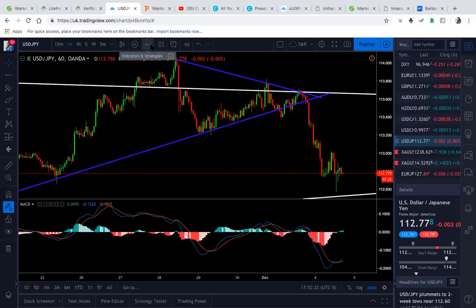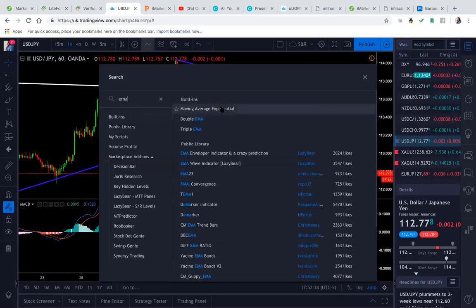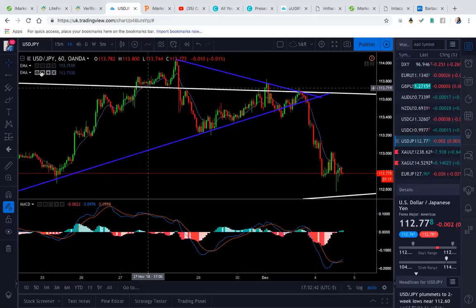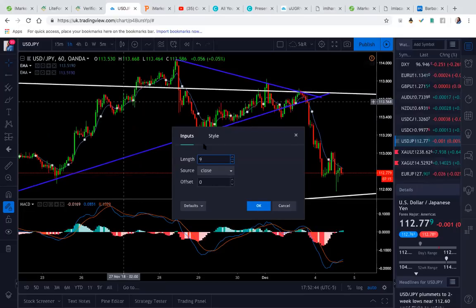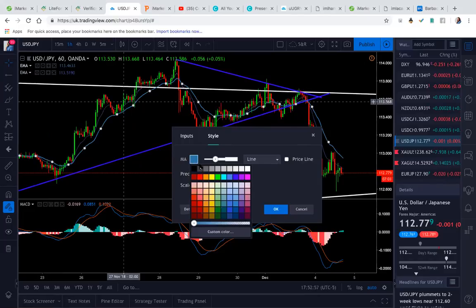We're going to go to indicators over here, and type in EMA, and you're going to click it twice. Go to settings, change the length to 20. And be sure to change the style as well, because you want to be able to see the line. You want to differentiate which is what. All right.